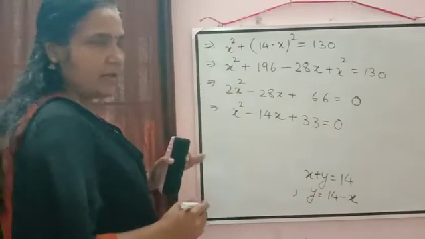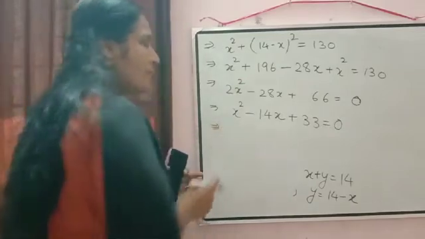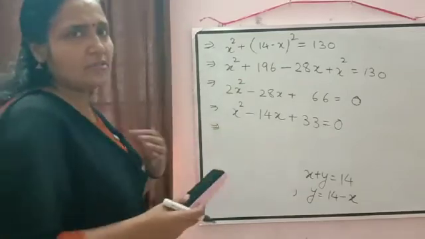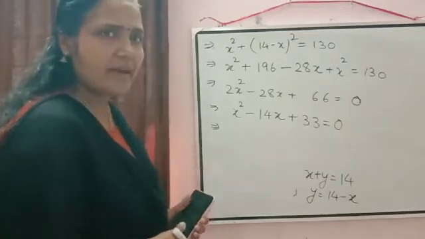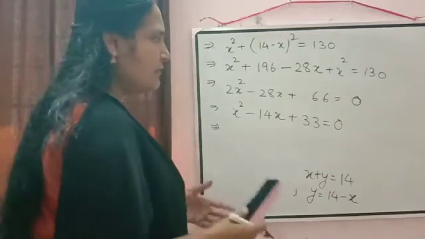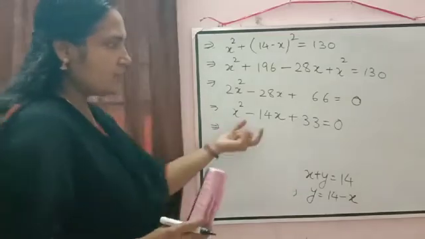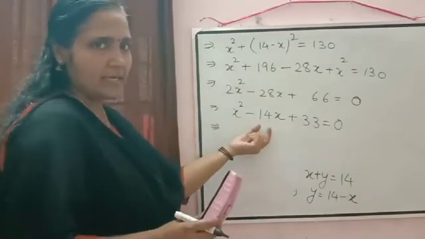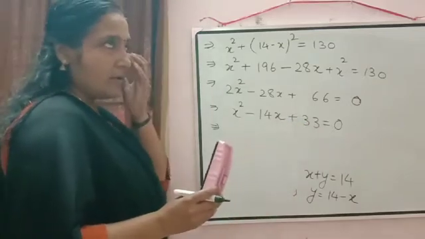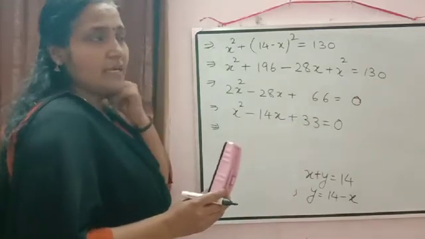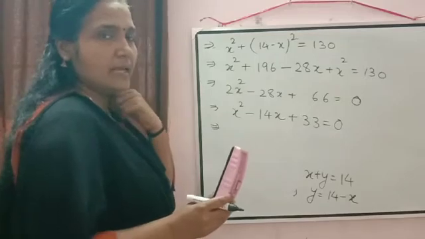Now this expression, either you can solve by factorization or you can solve using the quadratic formula. So shall I solve here by factorization? Okay. We want two numbers whose sum should be equal to minus 14, but the product is coming positive. Okay, means the two numbers which you will take, both the numbers should be negative.